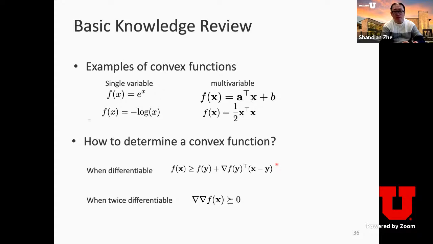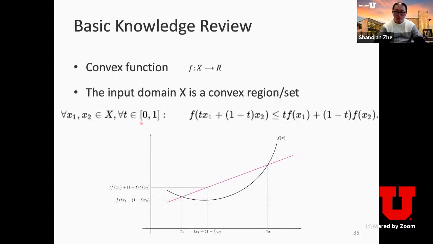So here are a few examples of convex functions. If your input x is just a scalar, the exponential function is convex. The negative logarithm function is convex. That means the logarithm of x is concave. Someone may ask, what if I switch the direction of this inequality? If it becomes greater than or equal to, then we call this function a concave function.